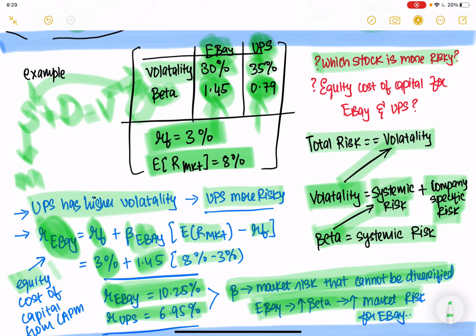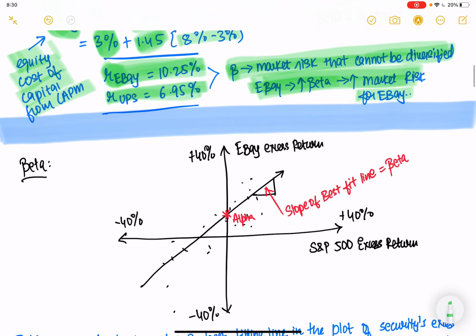So you can use CAPM to find out equity cost of capital. It basically says the investor expects 10.25% from raising money in eBay if it was a fully equity funded project with the volatility and beta given here, versus it will only expect 6.95% from UPS if it was a fully equity funded project. And here's the reason why. Because beta in eBay is higher, so it cannot diversify this risk. So that's the main reason. Let's go to the next section.